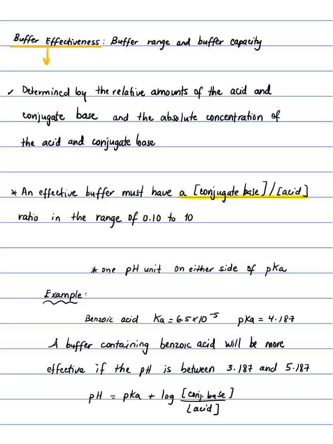How effective a buffer is going to be depends on the ratio of the weak acid that you have in the buffer solution and the conjugate base of that weak acid. Ideally, the best range is when the concentration of the weak acid and the conjugate base are equal. Those two concentrations being equal means that the buffer solution will be able to neutralize the same amount of added acid and added base.